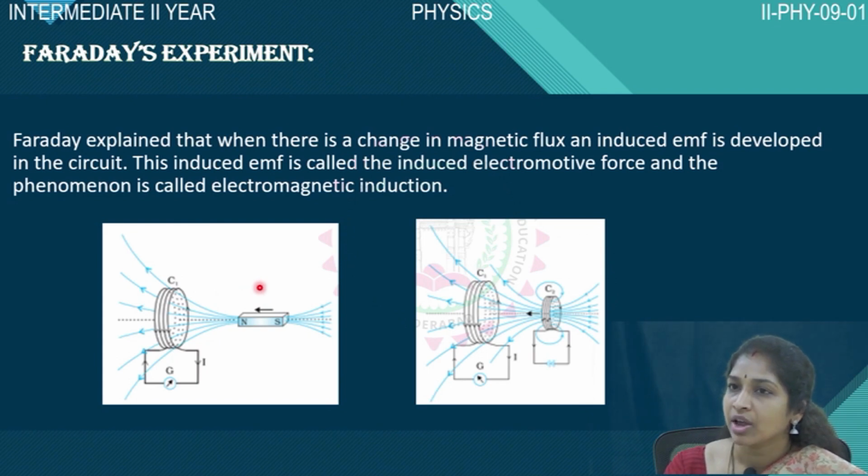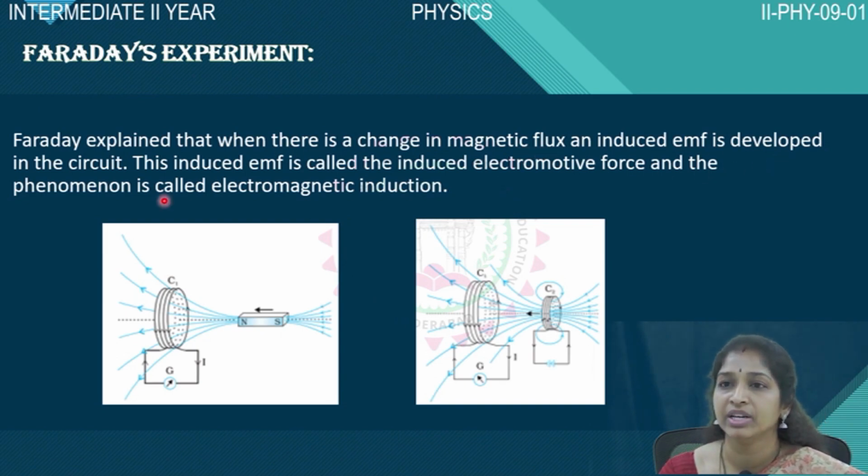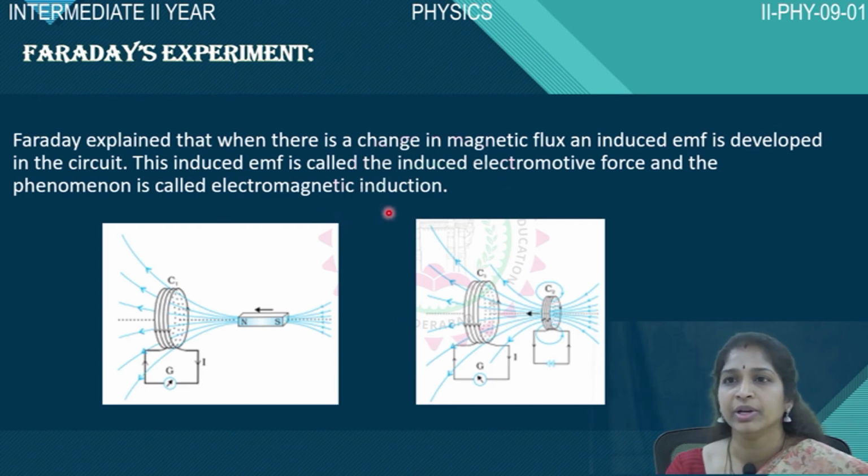Here, when there is a change in the magnetic field, there will be a change in the magnetic flux. When there is a change in the magnetic flux, an induced EMF is developed in the circuit. This induced EMF is called induced electromotive force, and this phenomenon is called electromagnetic induction. That is what this chapter is about. So in this chapter, we are discussing Faraday's experiment.